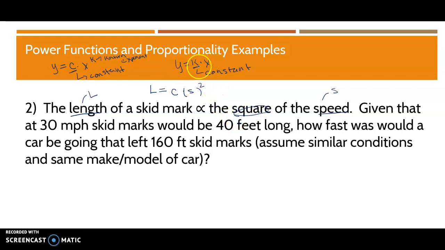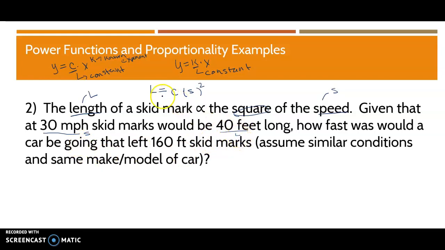So yes, it's a proportional relationship, but it's not directly proportional to speed, rather it's a power of speed, which makes it a power function. So we're ready to move on to our second sentence. It says, given that at 30 miles per hour, skid marks would be 40 feet long. So based on the labeling here, 30 miles per hour, that's a speed, and 40 feet long, that's a length. So I actually have an ordered pair.